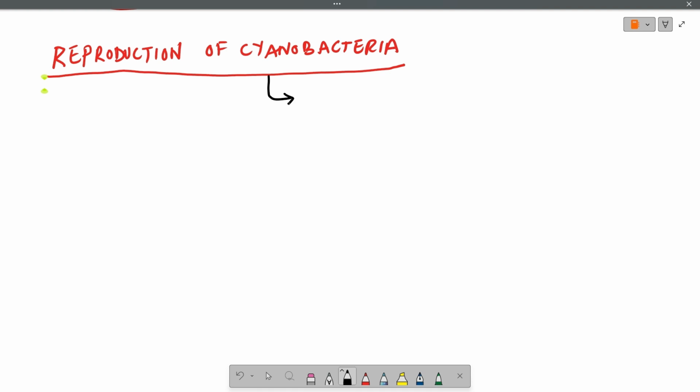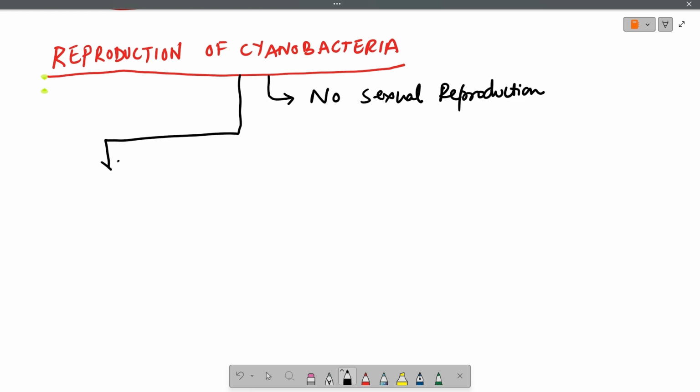Cyanobacteria do not show any sexual reproduction. Instead, they reproduce by vegetative methods. They also show asexual reproduction.